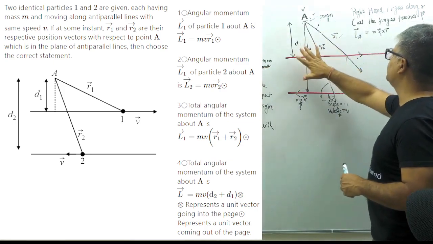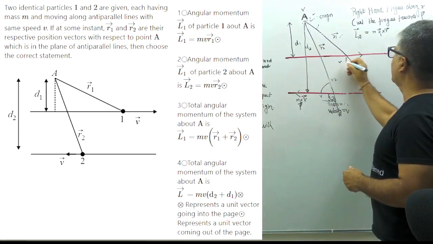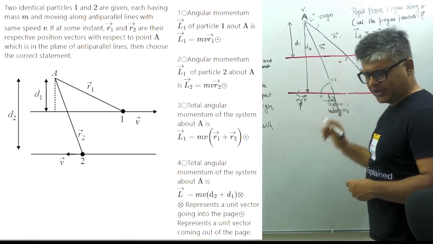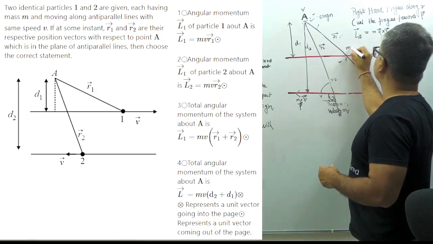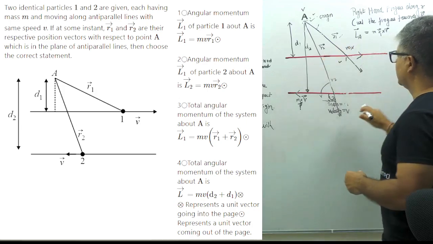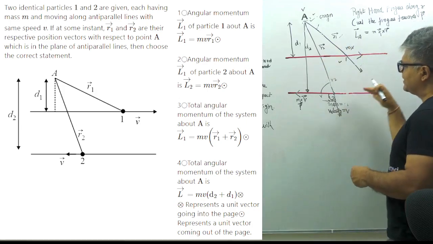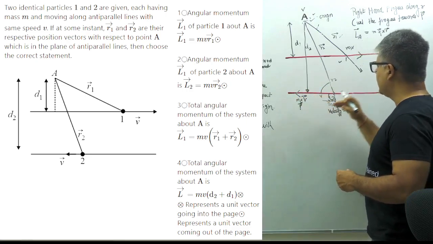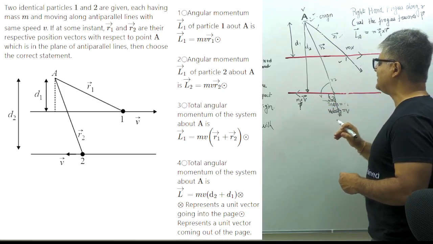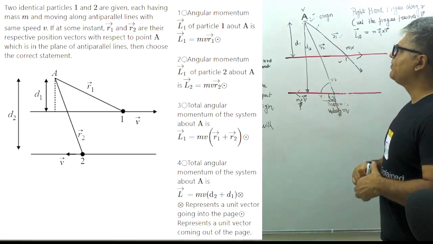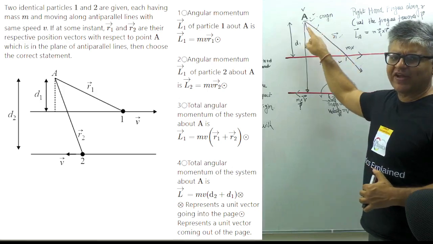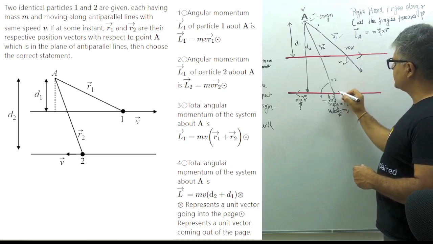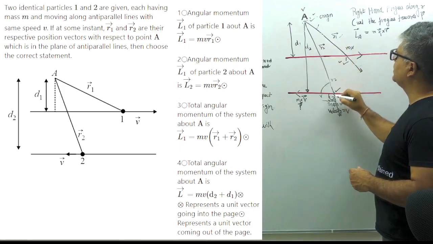The question says there are two masses, and one is moving in this direction. The mass is m and the velocity is v, moving rightwards. The second mass is located here, but it is moving in the opposite direction, and the velocity is again v, and the mass is identical, m. The position vectors of both the masses are given. The position vector of mass 1 is given, and the position vector of mass 2 is also given to be R2.